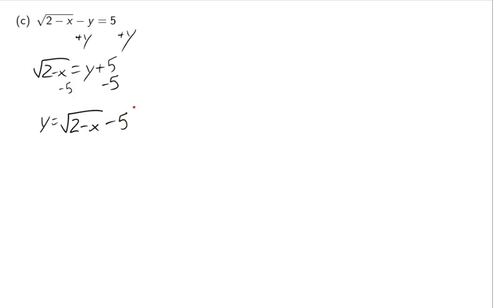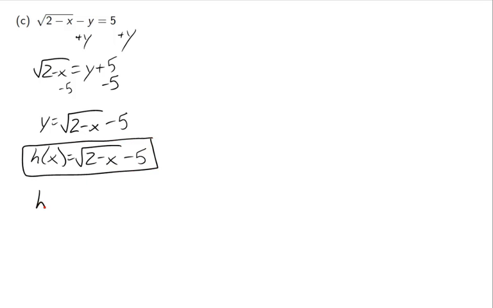minus 5. Just giving it another name, let's call it h of x. Well, that's my function: the square root of 2 minus x, minus 5. If I plug in 3 one more time, I get the square root of 2 minus 3, minus 5. And that's the square root of negative 1, minus 5.